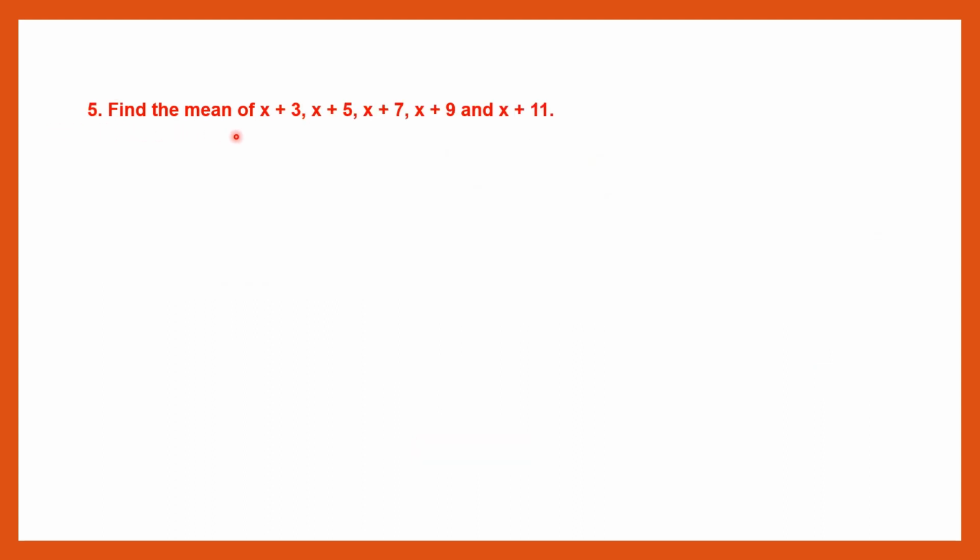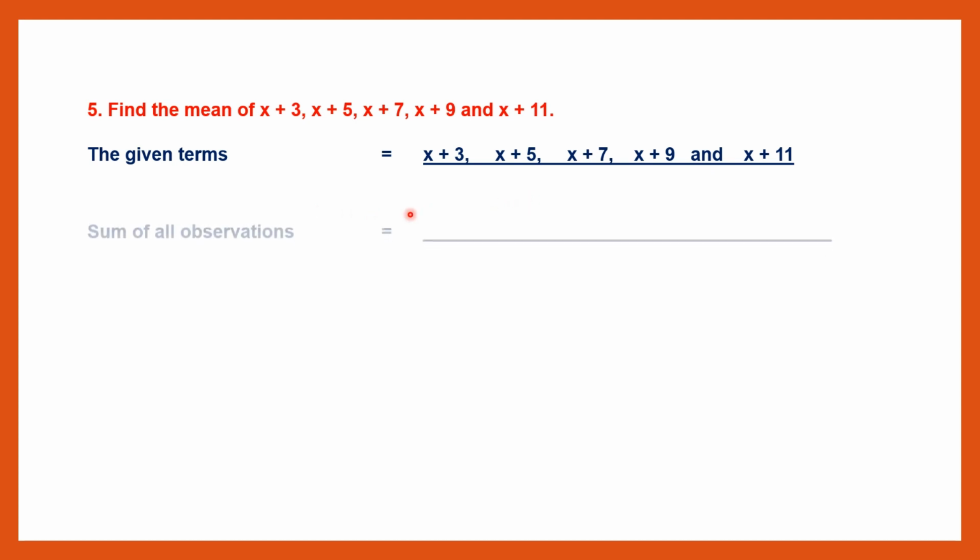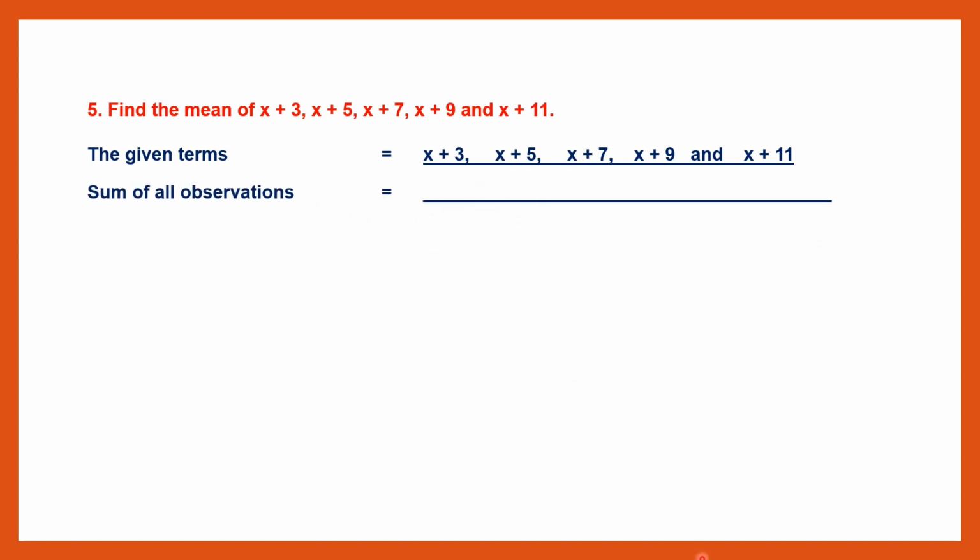Question 5. Find the mean of all these terms given here. So we have been given 5 terms, 5 expressions here. We have to find the sum of all these terms or these observations. So the first one is x plus 3. Then the next one we have to add is x plus 5, plus x plus 7. The next one is x plus 9 and the last one is x plus 11. So now we need to add up these.